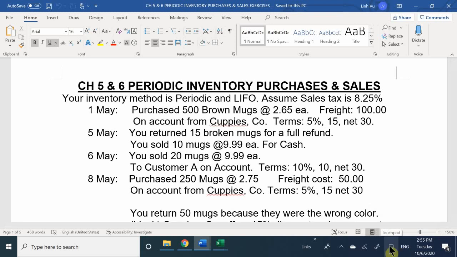So it's going to be dealing with purchases and sales. Your inventory method is periodic and it is LIFO. Assume that sales tax is going to be 8.25%. On May 1st, you purchase a total of 500 brown mugs at $2.65 each. Freight costs you $100, and you place it on account from Cuppies Co. Terms are 5%, 15 net 30.